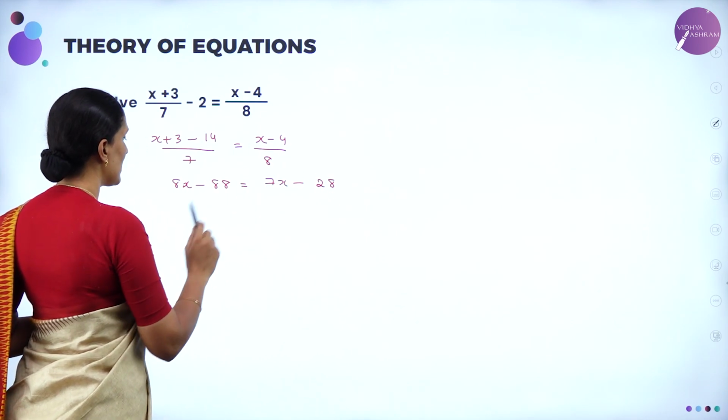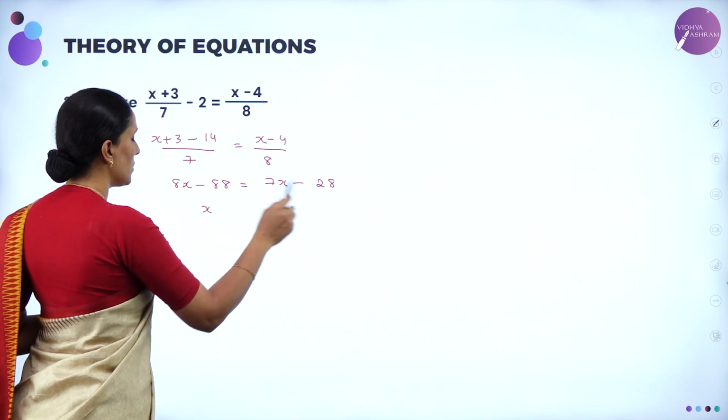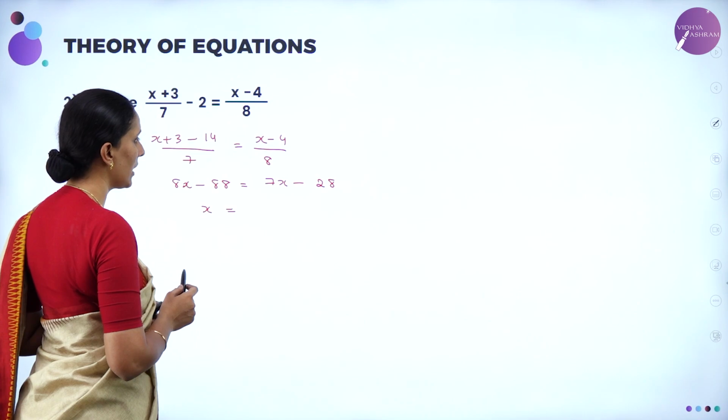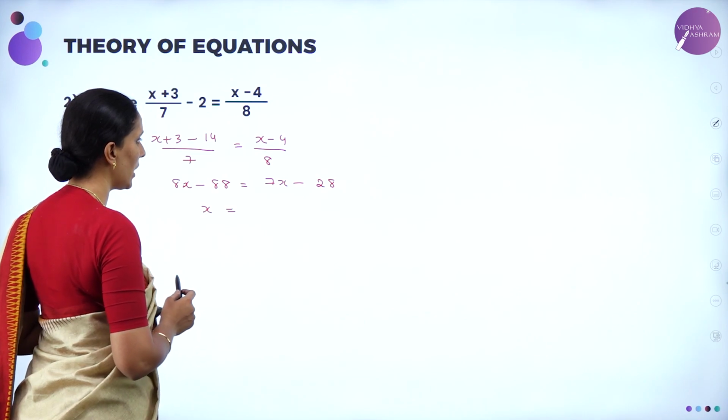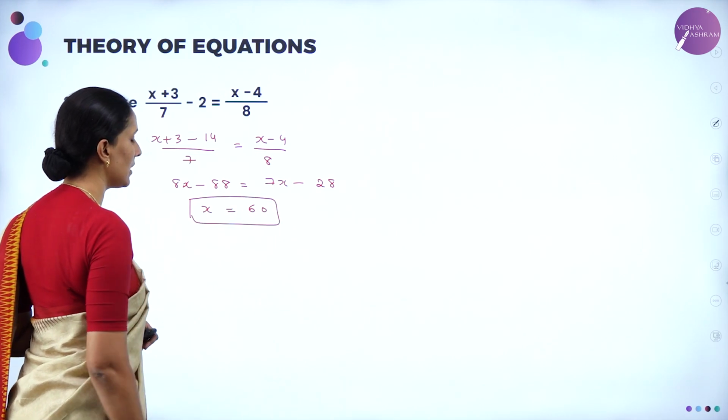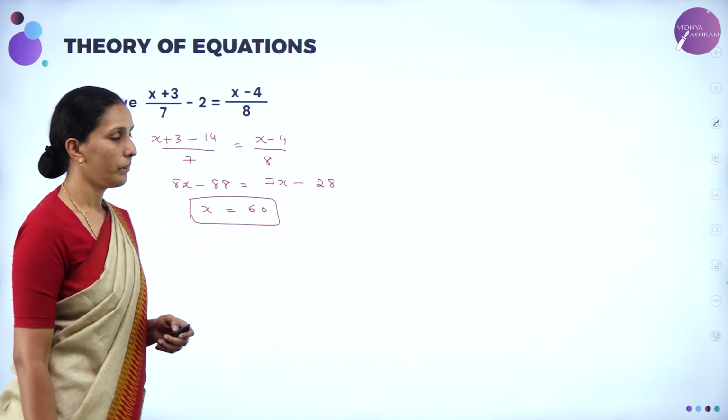Next, 8x − 7x is x. So −88, when it goes to the other side, becomes +88. So 88 − 28 is 60. Therefore x is equal to 60 is the solution.